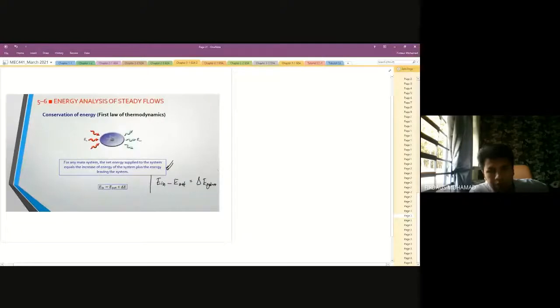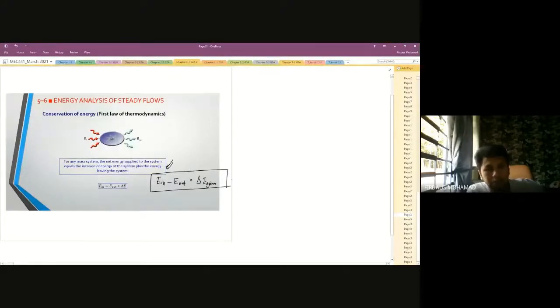So basically you are familiar with this equation because this is the first law of thermodynamics that you have learned in this semester. That's why thermodynamics and fluid mechanics one run concurrently, parallel in one semester, because they are interrelated.